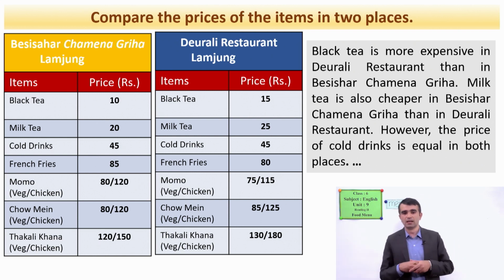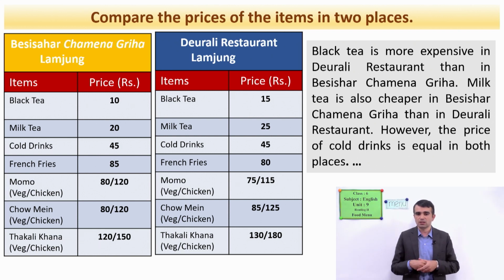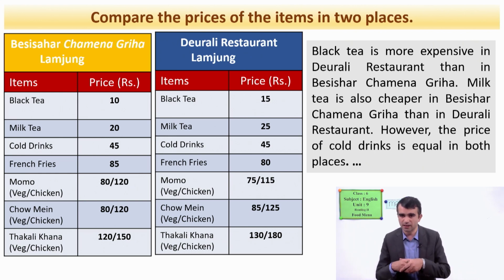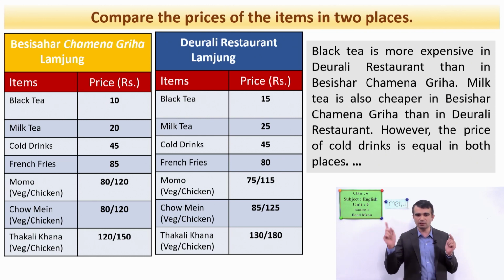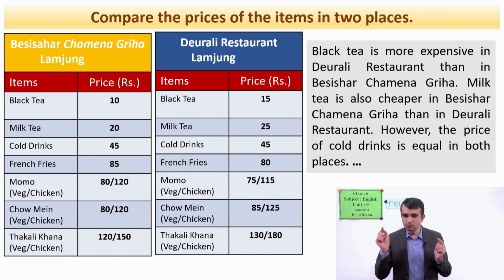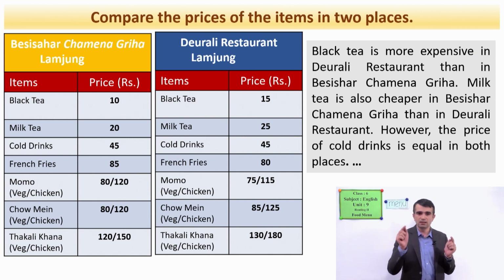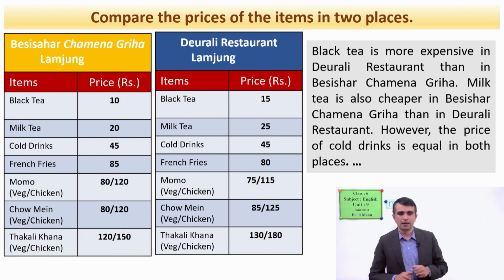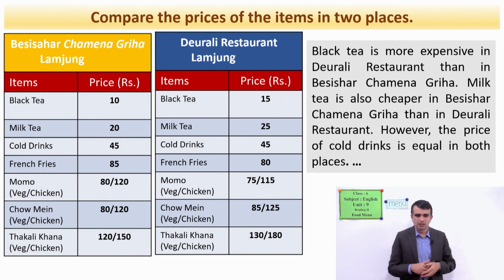For example, French fries, are they more expensive in Besar Chamanagriya or Devrali restaurant? Good, Besar Chamanagriya. What is the price? 85. And in Devrali restaurant, 80. So it is more expensive in Besar Chamanagriya than in Devrali restaurant. Good.